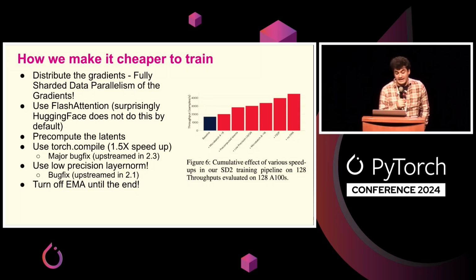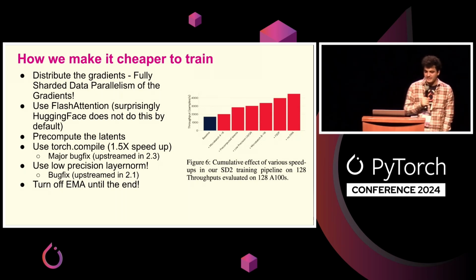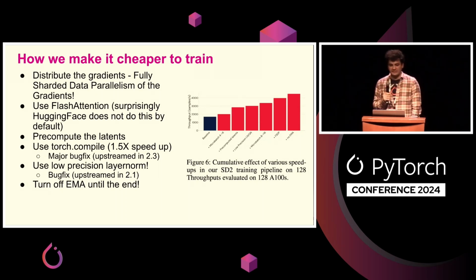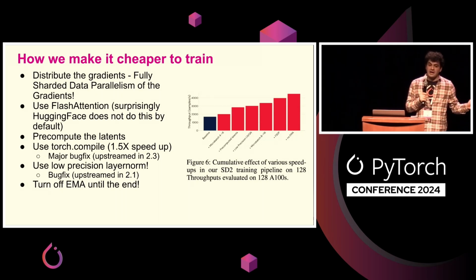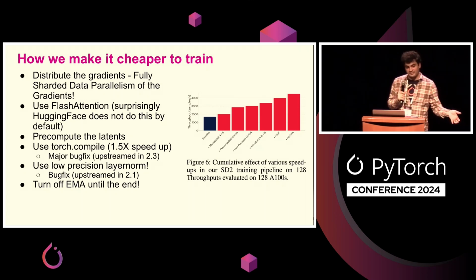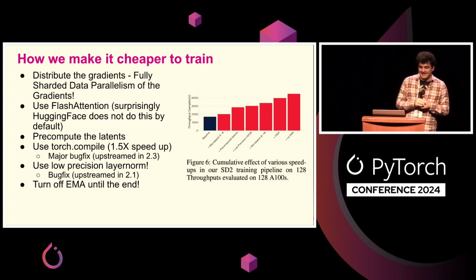Surprisingly, the original paper didn't have flash attention. You can use torch compile. You can use fully sharded data parallelism. You can pre-compute the latents, use low precision layer norm. And these are all things that are common, but they're not actually available in an easy way. In a lot of open source code, especially when this was written, people didn't know about it. And therefore, if you weren't at a PyTorch systems conference, you might not even know about all these features you can turn on to make it more efficient.